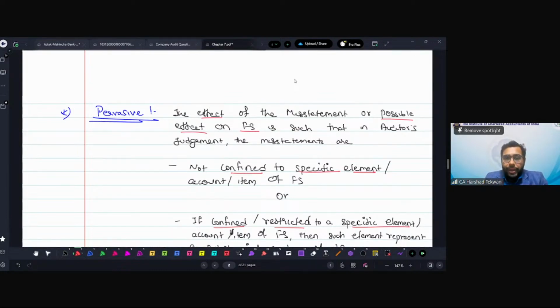Now, the next question that comes is, okay, if there is a modified opinion, can I say, for example, that a particular item in the financial statement, let's say investment, I have a qualification on investment, and for the rest of everything, I will issue an unmodified opinion? Can I have two separate paragraphs, one unmodified for the rest of the items and one modified or qualified for investment? Can I have two opinion paragraphs in my audit report?